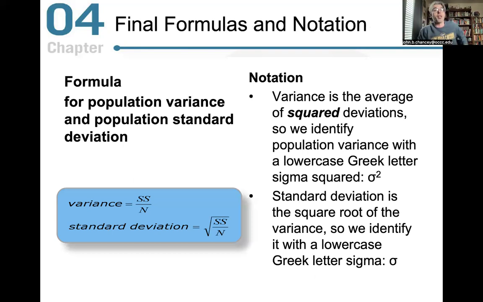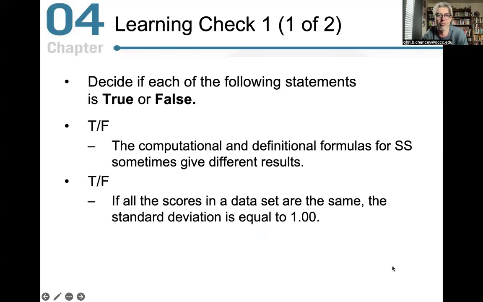So here's the formula for population variance. Remember, it's a little bit different for populations and samples. For a population, for variance, we're just taking the sum of squares and dividing it by n. For standard deviation, we then take the square root of that. So variance is the average of squared deviations. We identify that for the population with the lowercase Greek letter sigma, squared, sigma squared. Standard deviation is where we take that square root, so it'll just look like the symbol sigma here.